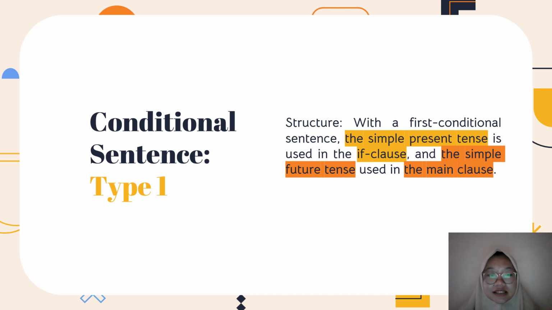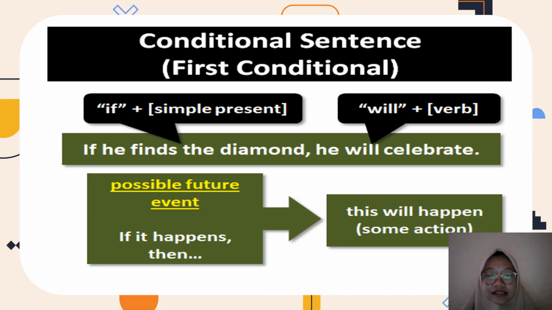Next, conditional sentence type 1. Structure. With the first conditional sentence, the simple present tense is used in the if clause, and the main clause uses the simple future tense. Simple present tense is subject plus verb 1 with s or es, and then the simple future tense is subject plus will plus verb 1.